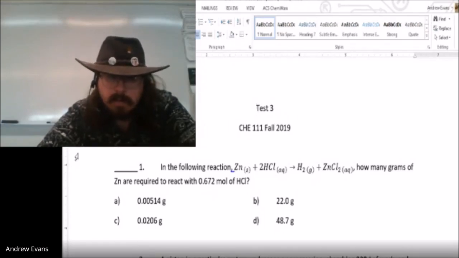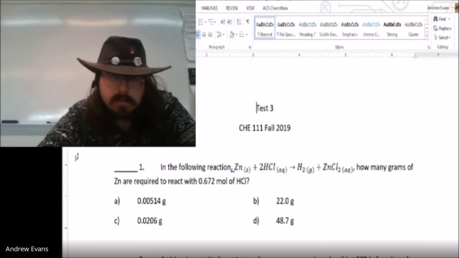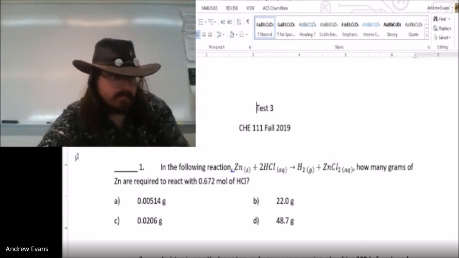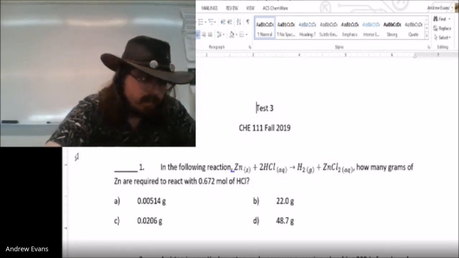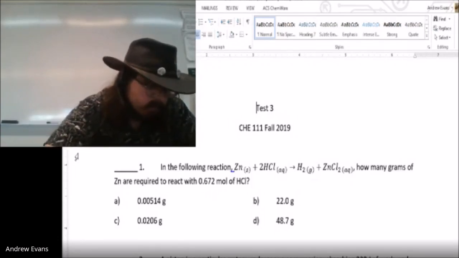In the following reaction, zinc and HCl react to form hydrogen gas and zinc chloride. How many grams of zinc are required to react with 0.672 moles of HCl? As it is, that's not a bad problem. So we turn moles of HCl to moles of zinc to grams of zinc. We'll need to know the molar mass of zinc and look at the balanced chemical equation.